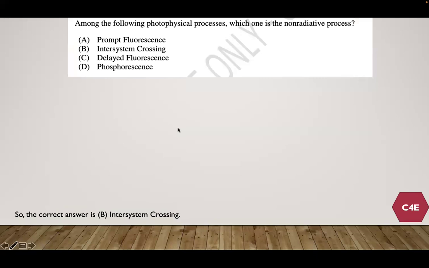Among the following photophysical processes, which one is a non-radiative process? I'm giving you the answer in the very beginning. The answer is intersystem crossing. Now why is it so? For that you need to understand what non-radiative processes are.